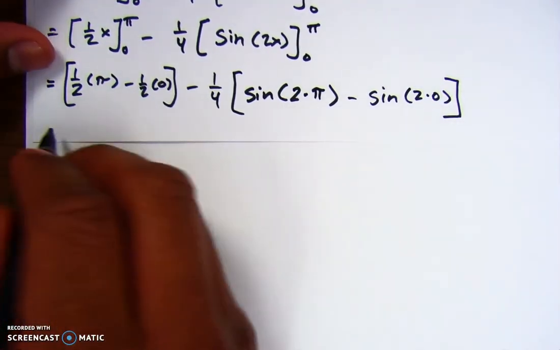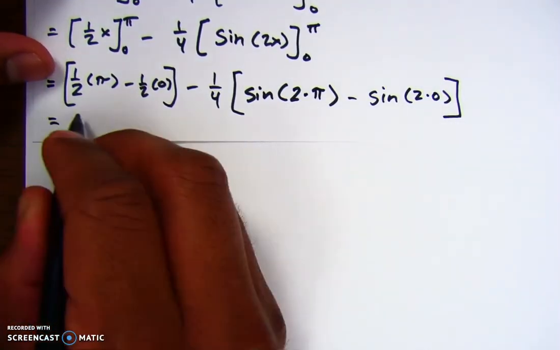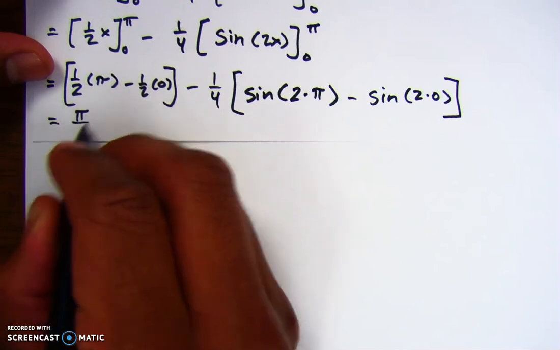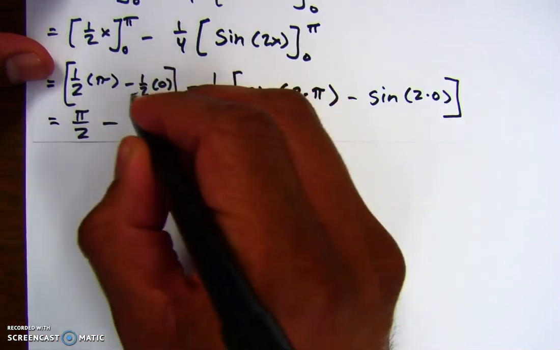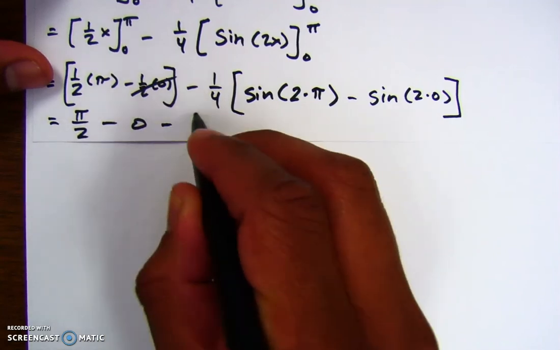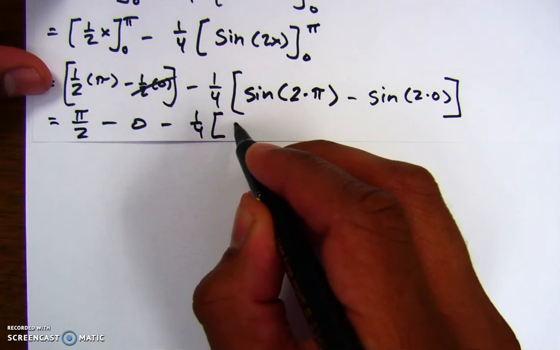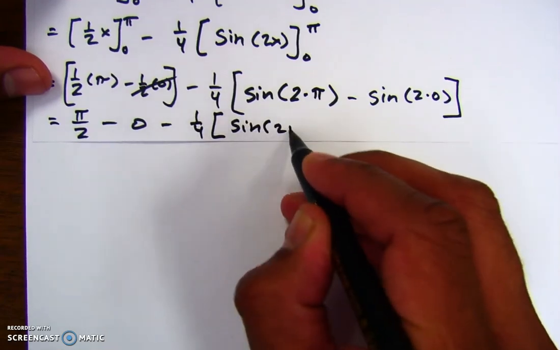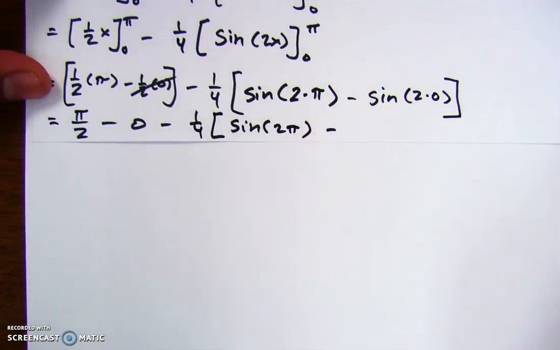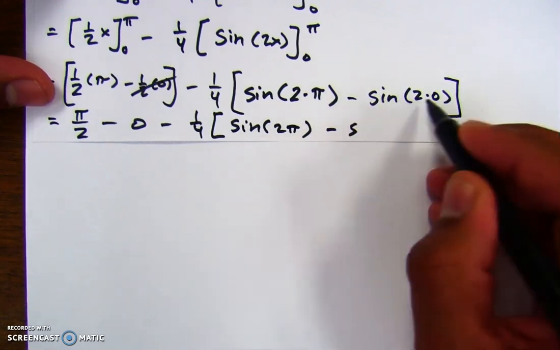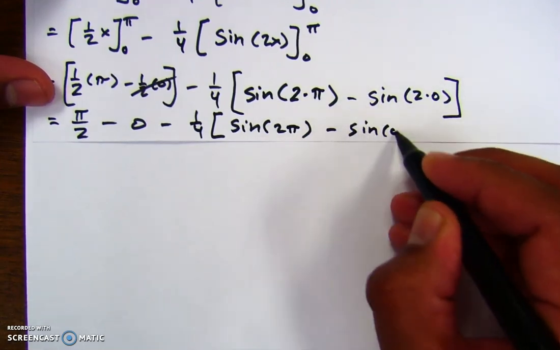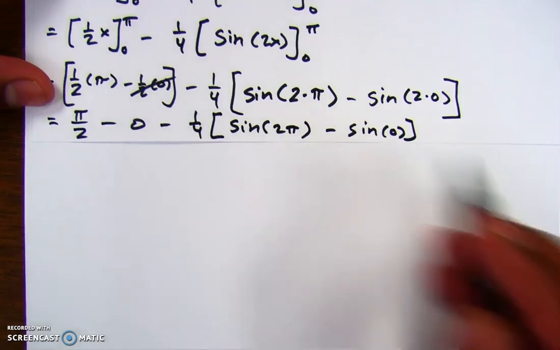So what we have is pi over 2 minus 0 minus 1/4 times, this is going to be sine of 2 pi. What's sine of 2 pi? That should be 0. Sine of 2 times 0, that's sine of 0. Well, this is all 0.